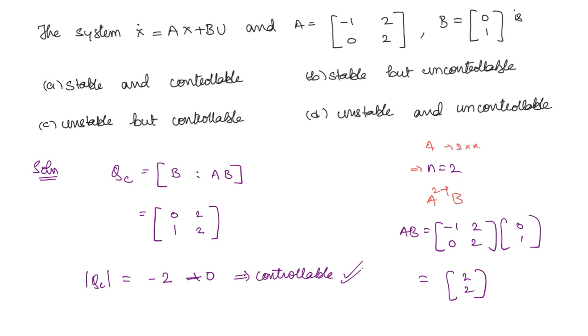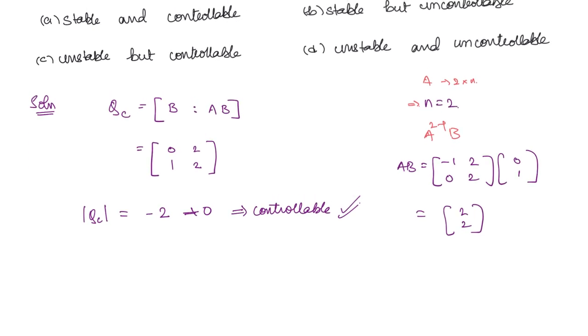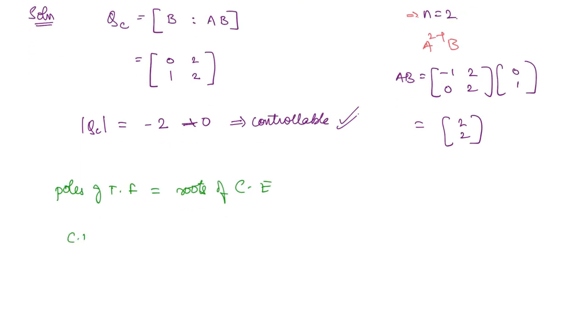Now what about stability? Stability you can find from the poles of the transfer function. But the poles of the transfer function are nothing but the roots of the characteristic equation. And what is the characteristic equation? We already discussed: the determinant of sI minus A is equal to 0. This is the characteristic equation.